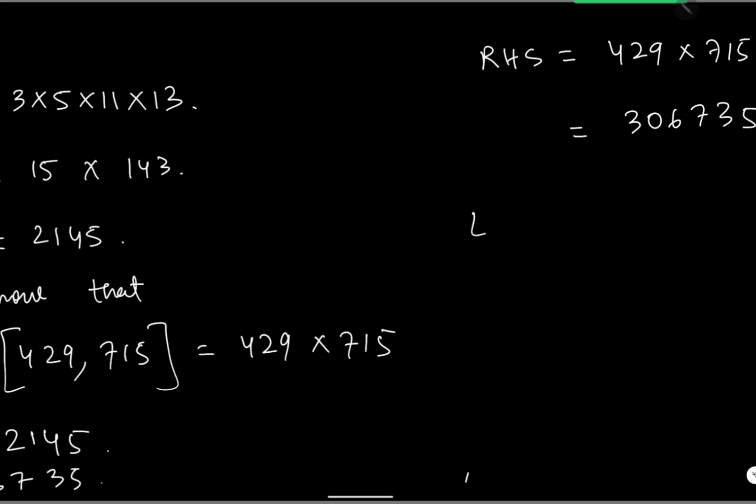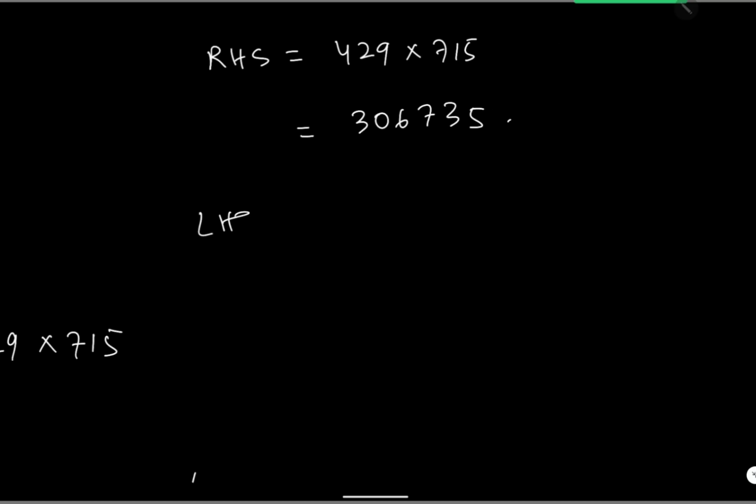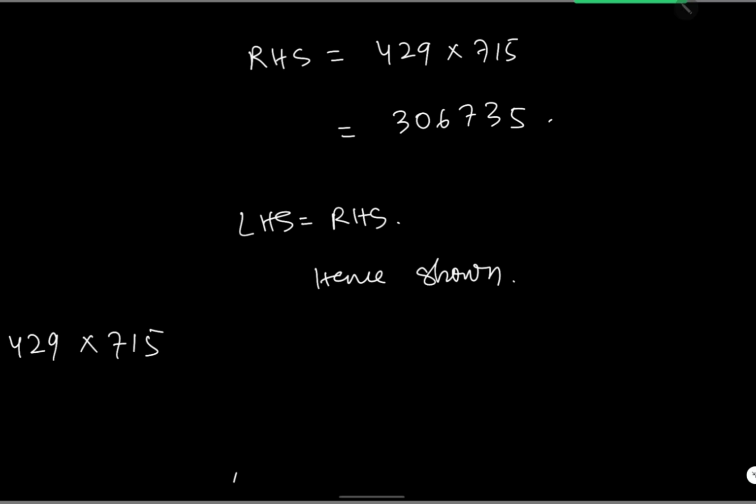Now let us solve for right hand side. 429 into 715. If you compute the product, then you will get 306735. Comparing, left hand side is equal to right hand side, hence shown. This is your question number 2.